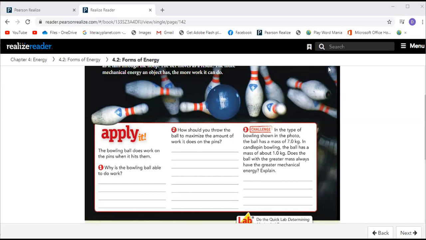So if one has more mass, it will have more kinetic energy, but only if both have the same speed. What about if I have one with a large mass but a very slow speed, and the other with a small mass has a very high speed? The kinetic energy may be equal, or the kinetic energy of the smaller ball may be higher if its speed is very high. So mass on its own does not always give the greater mechanical energy, because it also depends on the speed.